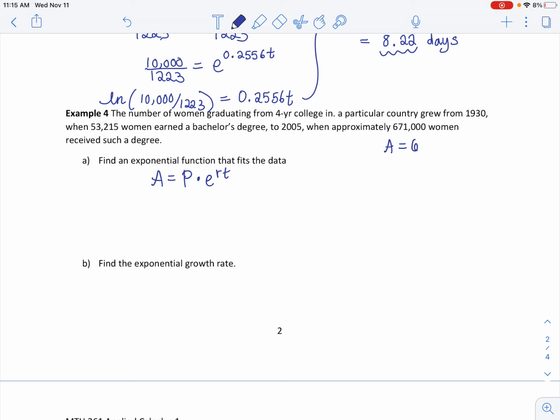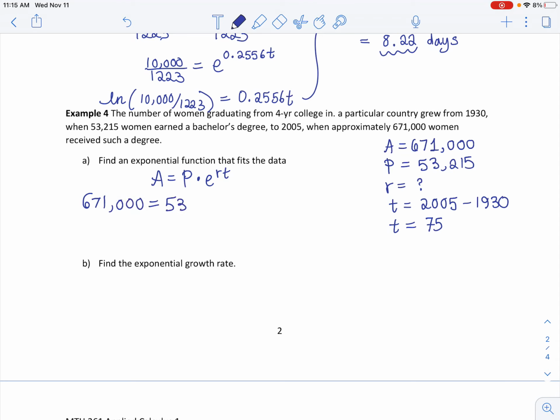Okay, and then I can say that A is the ending amount, 671,000. I can say P is how many graduated back in 1930, 53,215. R is unknown, we don't know the rate, but T we can find out, the time. How many years did it take for that change to happen? 2005 minus 1930. That comes out to be 75 years. All right, in 75 years. What's the rate then? We're going to plug in the numbers in here.